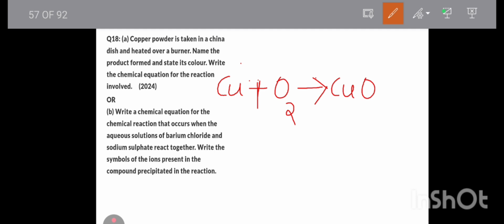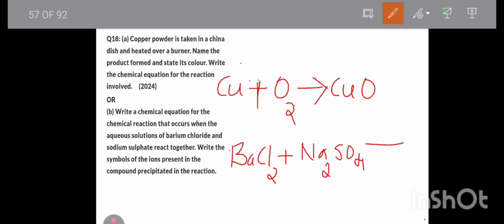Now the second question asks: write the chemical equation for the reaction that occurs when the aqueous solution of barium chloride is taken. Barium chloride is BaCl2, plus sodium sulfate, Na2SO4. These two react together, and the products we get are barium sulfate as one product, and the other product is sodium chloride, NaCl.